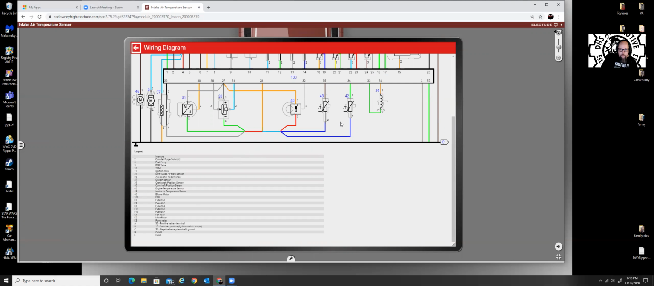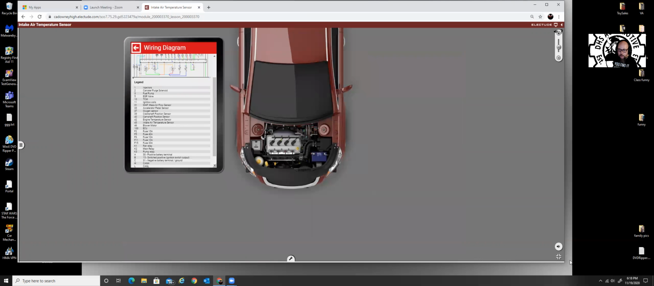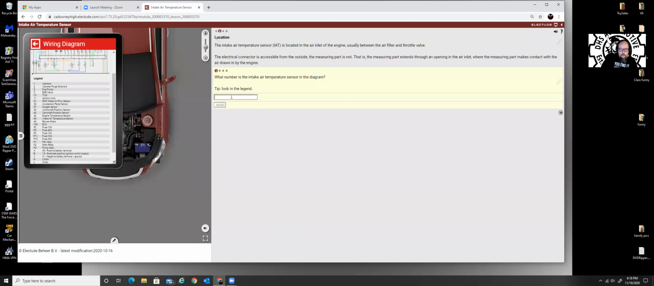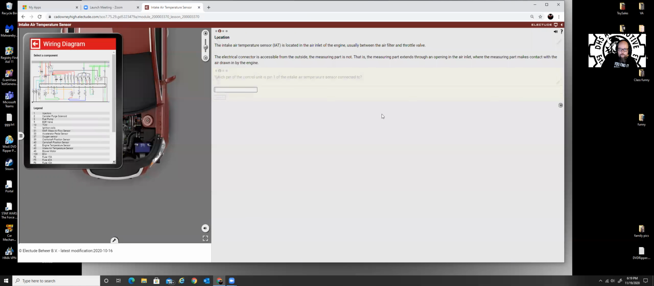So that means that this component right here is my air intake temperature sensor. Now I could go ahead and shrink this back down. Look in the legend. It says 43. Check. Yes, everything's groovy. Boom.